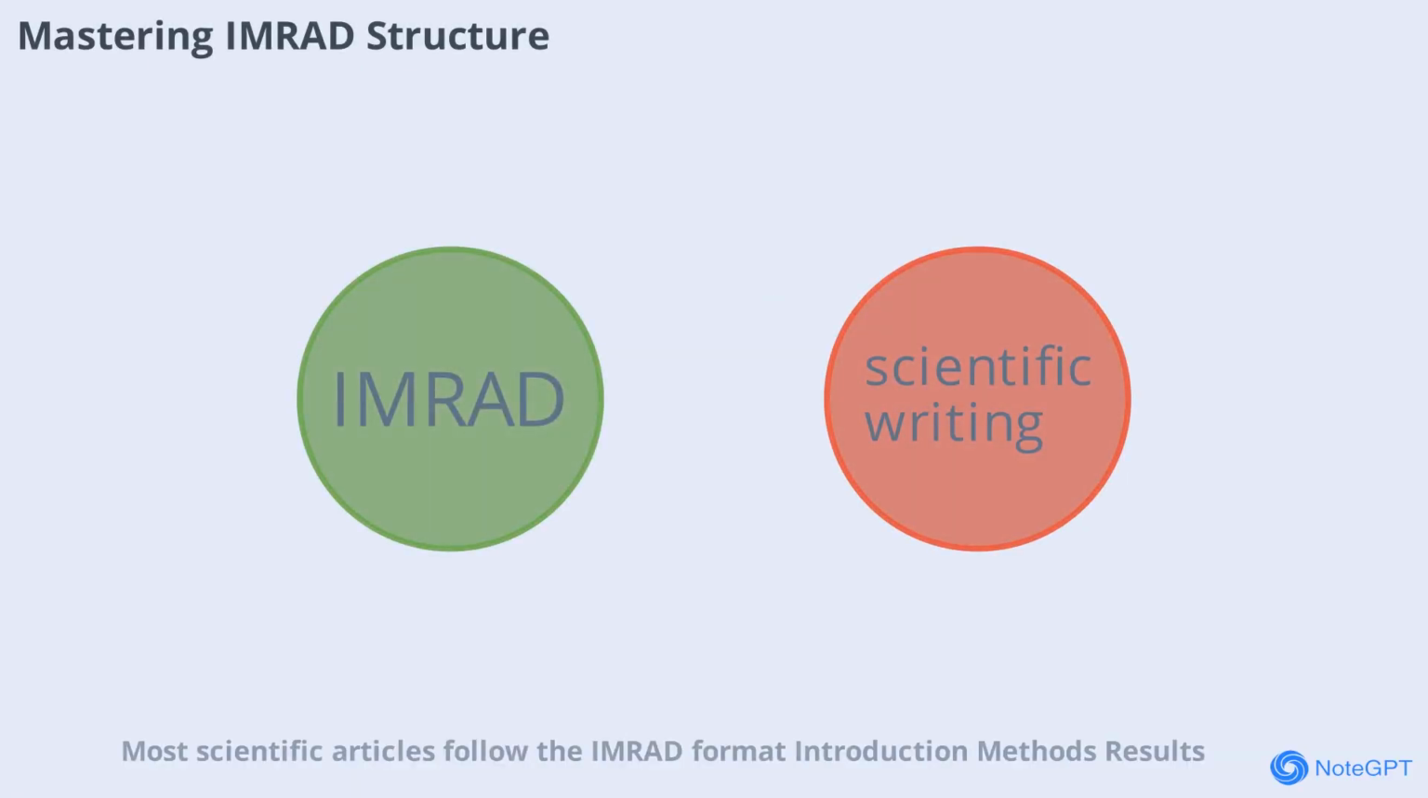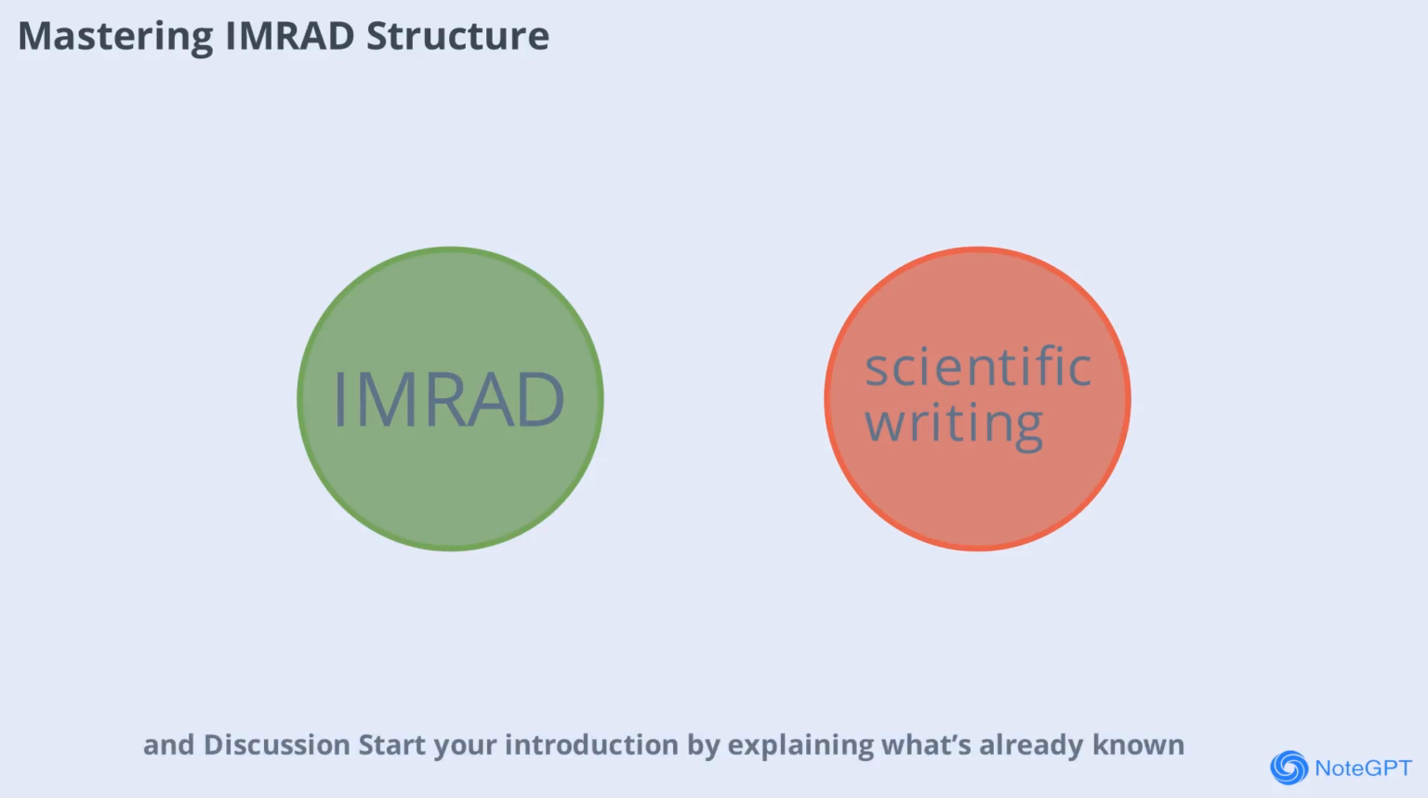Most scientific articles follow the IMRAD format: introduction, methods, results, and discussion. Start your introduction by explaining what's already known, then highlight the gap your study addresses. State your hypothesis and objectives clearly. In the methods section, detail your study design, population, and procedures so others can replicate your work. Be specific about ethical approvals and statistical analyses.